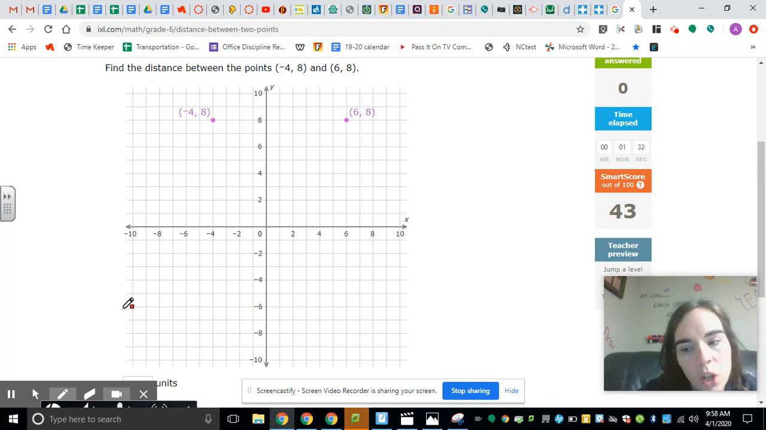All right, so here we go. I'm going to start at the origin. Let me label a few things for you. Right here in the middle where the X and Y axis meet, that's the origin. Here's your X axis. Here's your Y axis. Your ordered pairs are always ordered X and then Y.